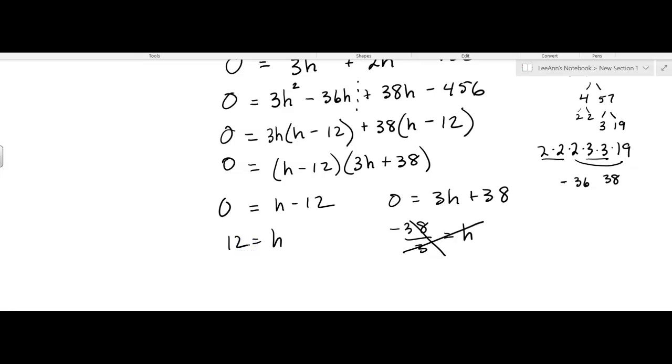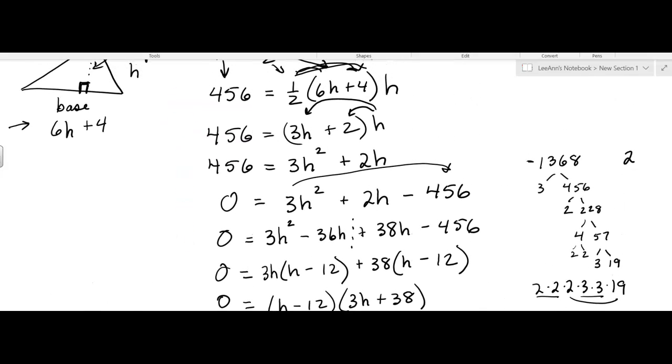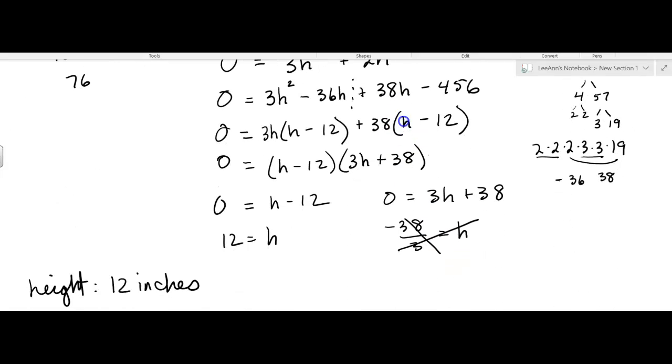Okay, so it says the height is 12. I'll write that down. Height of our triangle is 12, and you should put inches on that because it's a linear measurement, the height. Now, what was the base? The base was 6 times the height, which now is 12, plus 4. So 6 times 12 is 72. So I'm getting a base of 76 inches again.